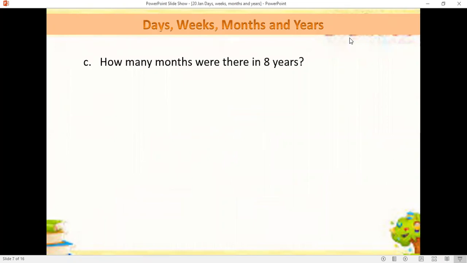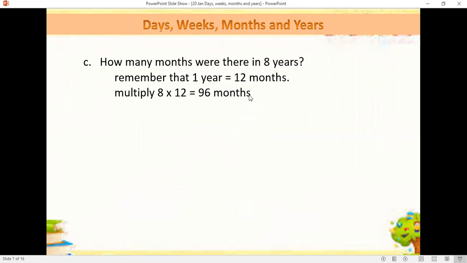Okay, another question. How many months were there in 8 years? Remember that there are 12 months in a year. So we are going to multiply 8 times 12 equals 96 months. So there are 96 months in 8 years.